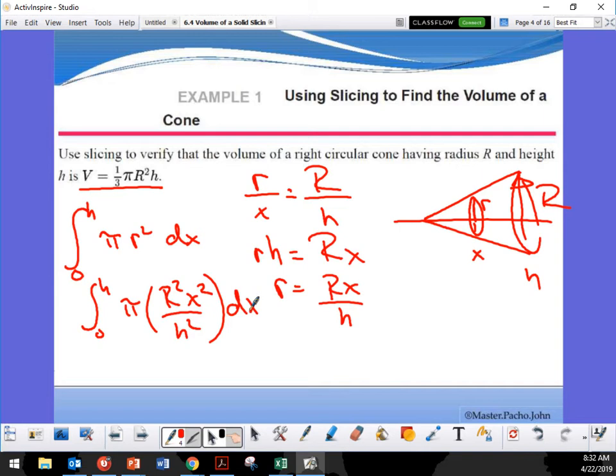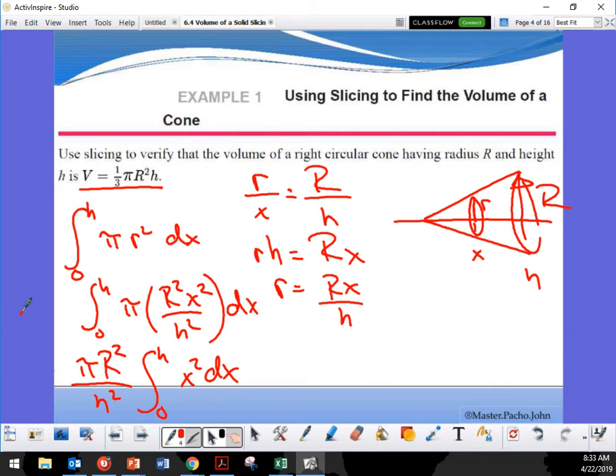Because I'm taking the area of the circle, which was here, that's a slice, it's already formula here. And now, what's the only variable I have here? x. I have x, because it's going to be dx, right? So I'm going to pull out everything else in front. So I'm going to have pi r squared over h squared, integral from 0 to h of x squared dx.